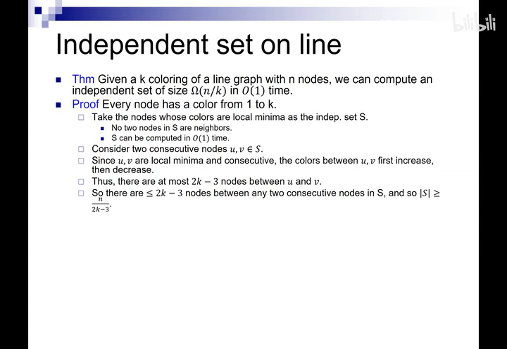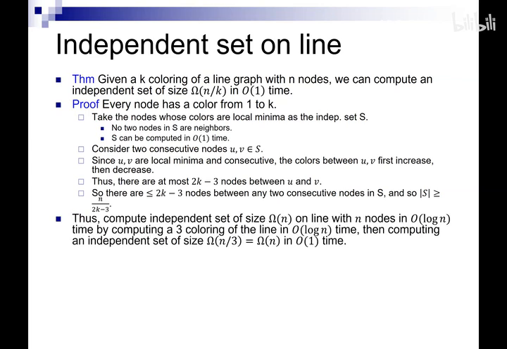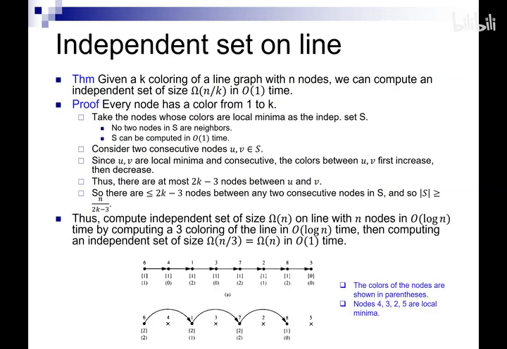Okay, so the reason this is true is because, given a k-coloring, every node has a color between 1 and k. Now, in order to find this independent set, what we're going to do is take nodes whose colors are local minima, and we're going to take these nodes as the independent set.